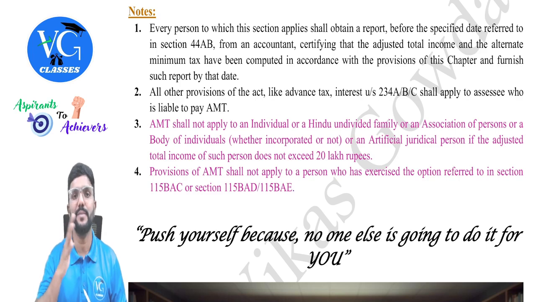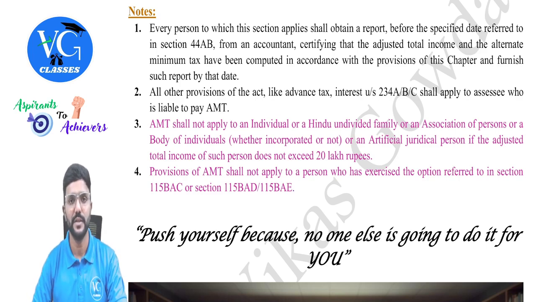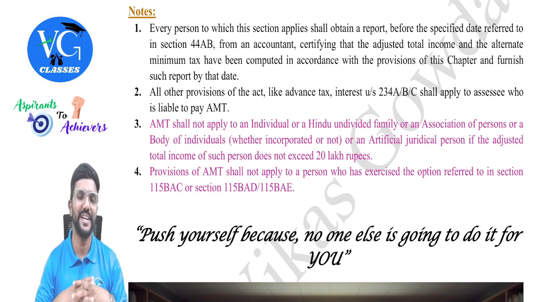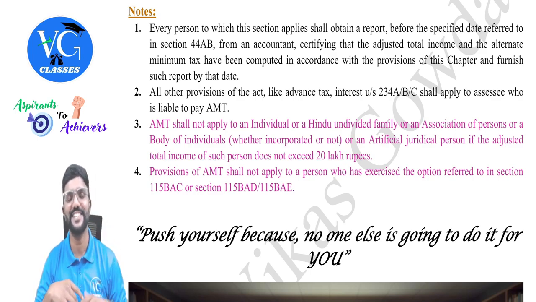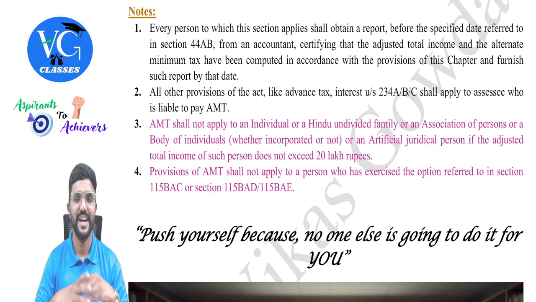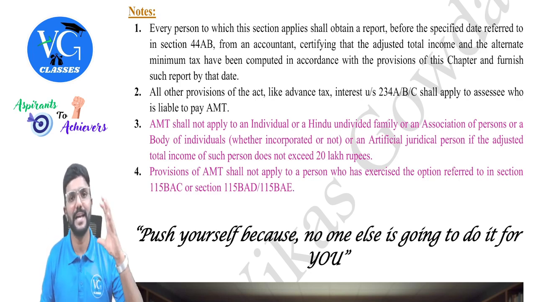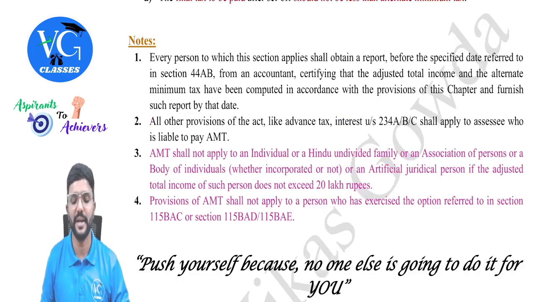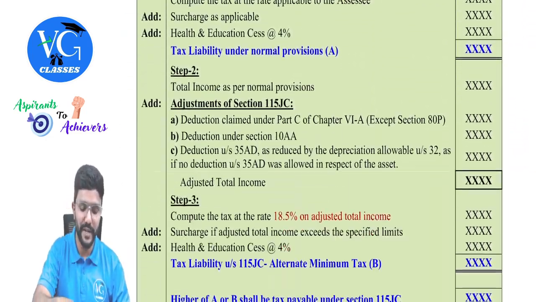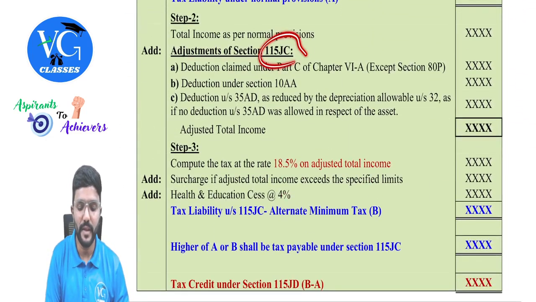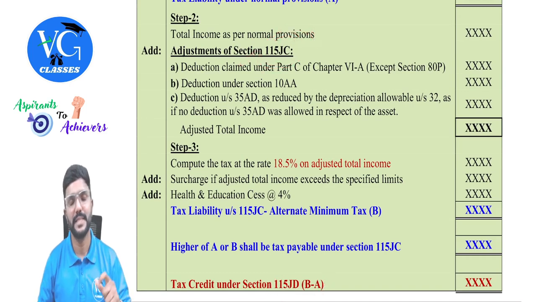Guys, when alternate minimum tax provisions is applicable to the assessee, he himself cannot do that calculation. So appoint an expert, that is chartered accountant in practice, and obtain a report from him that all the calculations are done as per the income tax provisions covered in section 115JC and JD. The chartered accountant has to certify and issue a report, and that report has to be submitted 1 month prior to the due date of filing the income tax return.